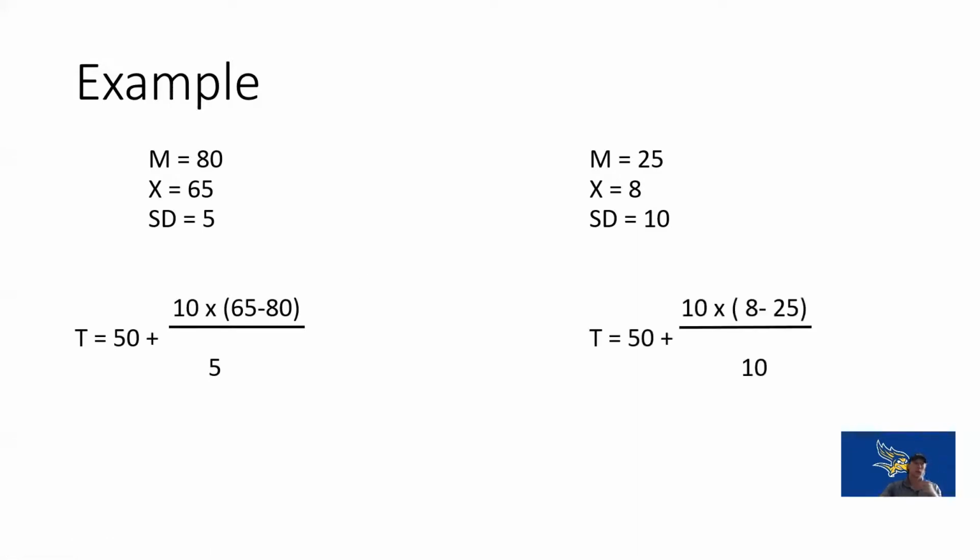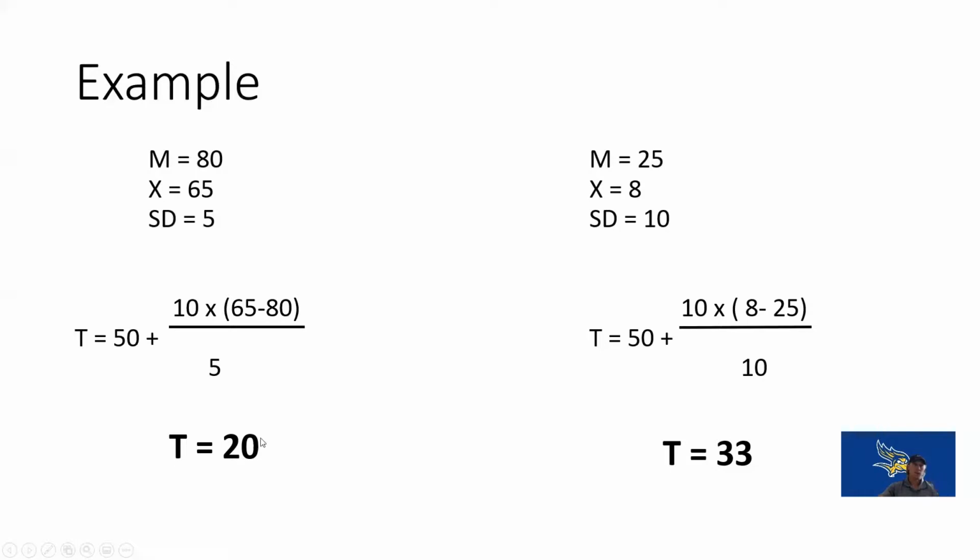Okay, so to calculate our t-score, it would take 50 plus 10 times the raw score minus the mean divided by the standard deviation. And then in this case, we'll take 50 plus 10 times 8, which is our raw score, minus 25, which is our mean, divided by 10. Okay, so in this case, I have a t-score of 20. In this case, I have a t-score of 33. You can backtrack and calculate the z-score also. I'll just keep it for t for the case of this example.